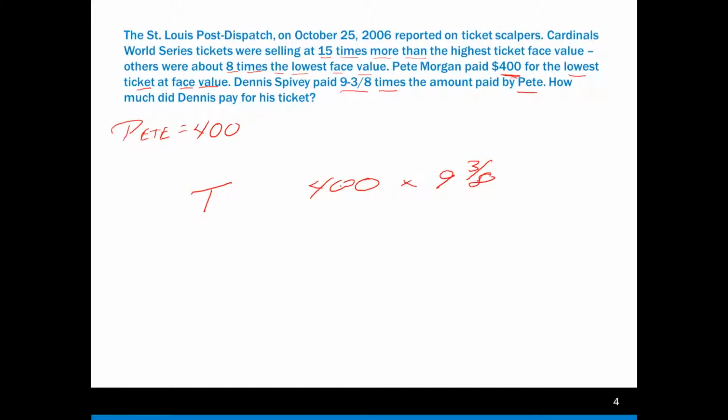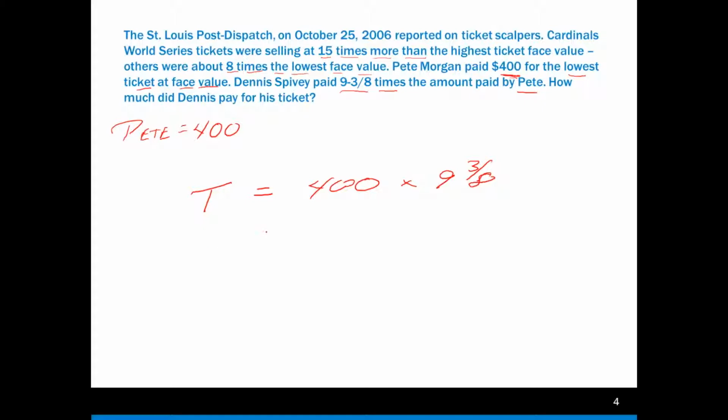Well, T for Dennis is equal to 400 times 9 3/8. I just created my equation based upon the information that I know. So now I have my unknown on one side and my knowns on the other side. I know $400. I know 9 3/8 times on the other side. So now all I need to do is solve the equation.